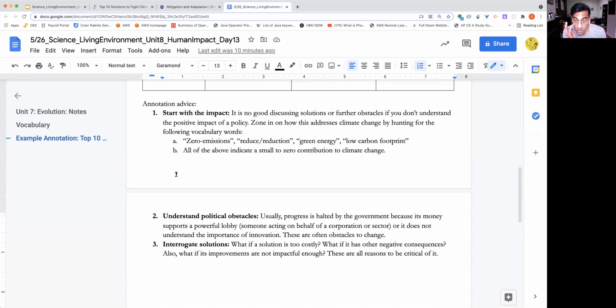So I want you to always start with the impact. It's no good discussing solutions or further obstacles if you don't understand the positive impact of a policy, all right? Zone in on how this addresses climate change by hunting for the following vocabulary words. So when I talk about the impact, I'm not only talking about the economic impact that they discuss at the end, but also we need to understand fundamentally, how is this going to make the world greener and lower carbon emissions and thereby fight climate change?